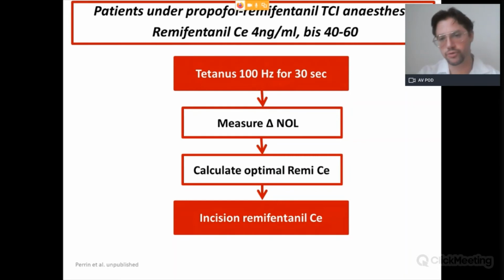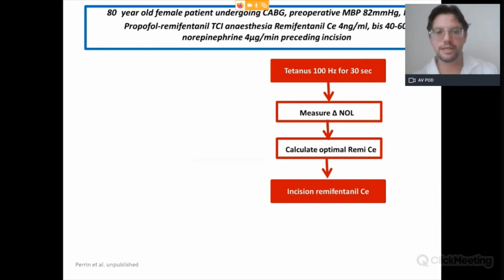So we have a study that we'll soon submit, but let me just give you a case report from this study of an 80-year-old female patient undergoing CABG surgery with a preoperative mean of 82 and a heart rate of 60. Again, it's the same anesthesia conditions. Propofol, remifentanil TCI, with the remifentanil effect site concentration at 4 and the BIS between 40 and 60. After the test, of course, we decrease the remifentanil concentration in this patient to 2, and we maintain a norepinephrine infusion to keep the patient in their baseline targets.